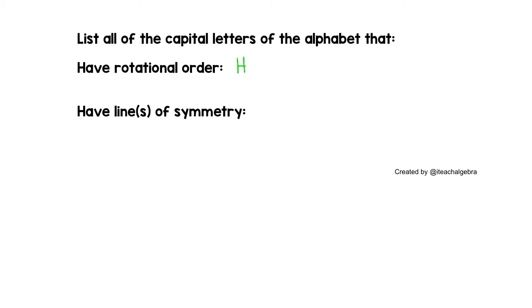H. I can rotate it around this spot right here and get the same letter upside down. Another one's I. N, obviously O because it's a circle. S, I rotate it around and get the same thing. X and Z. Those are all the letters that have rotational order.